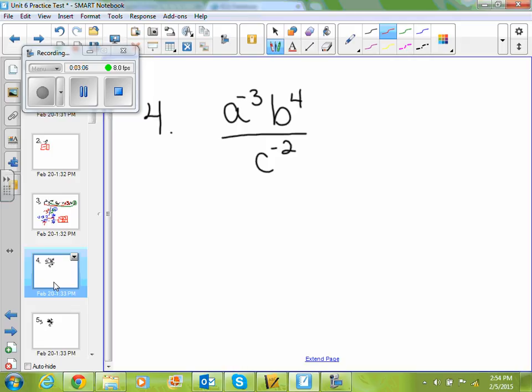Number 4. Alright, so a to the negative 3, b to the 4th, c to the negative 2. The only thing that I'm going to change are my negative exponents. So which ones have negative exponents? Just A and C, right? B is a positive exponent, so B stays exactly where it is. If this A to the negative 3 is on top and I want to make it positive, where do I move it? To the bottom. Perfect. If this C to the negative 2 is on bottom and I want to make it positive, where do I move it? To the top.